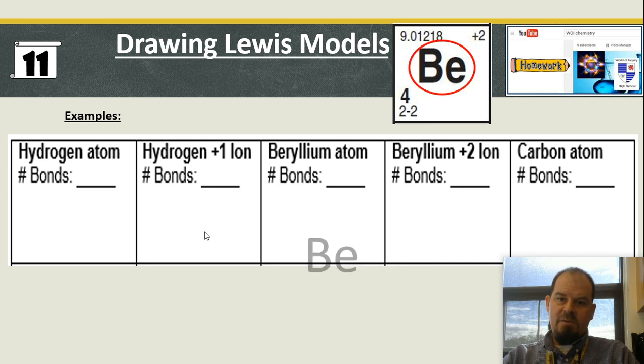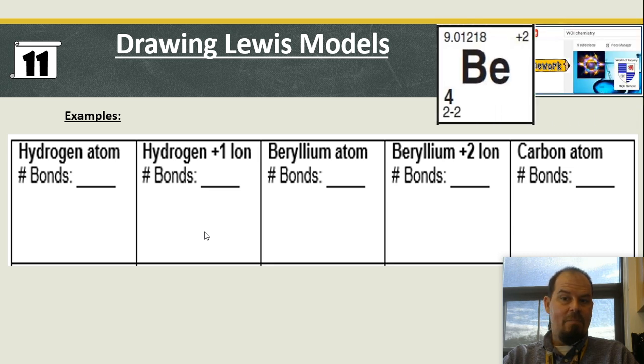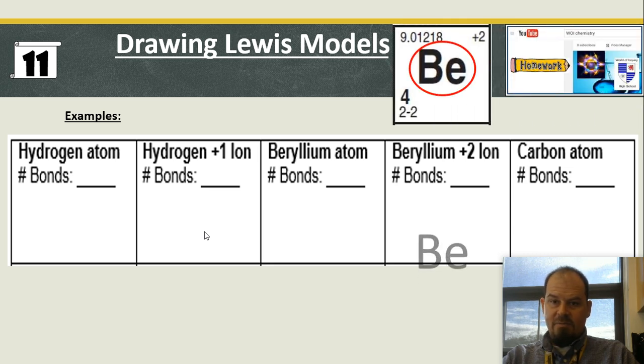Okay, beryllium is Be. It has 2, which means it has 2 valence electrons. So first 2 together go up top. Now, when I look at how many unpaired electrons there are, none. So guess how many bonds he makes? None. Okay. Now, beryllium ion with a +2, again, beryllium's Be.